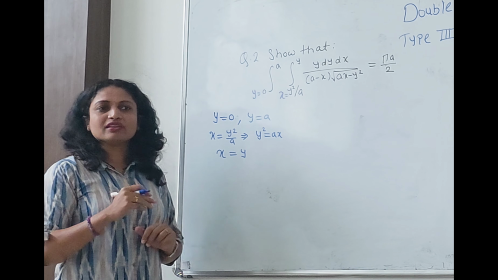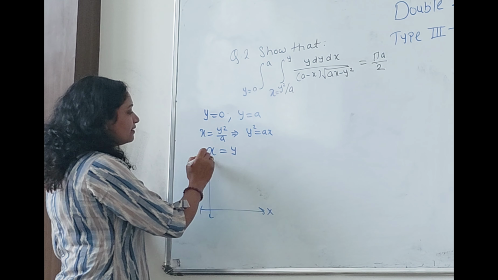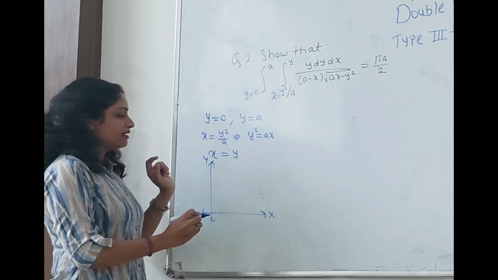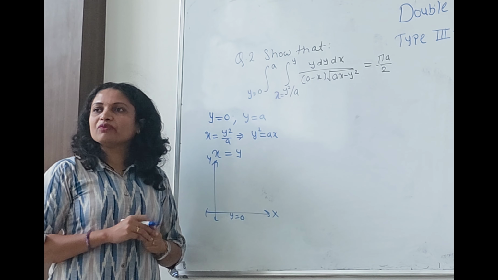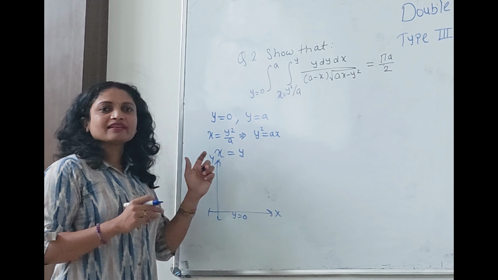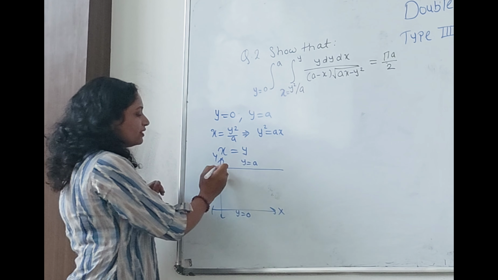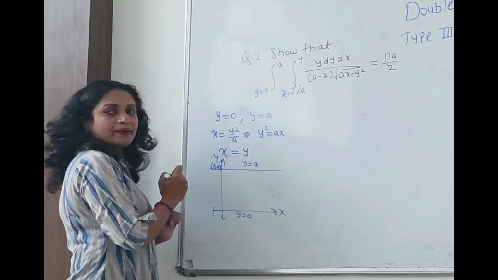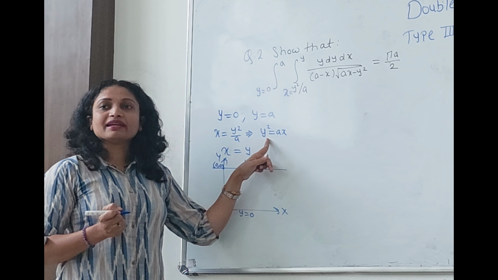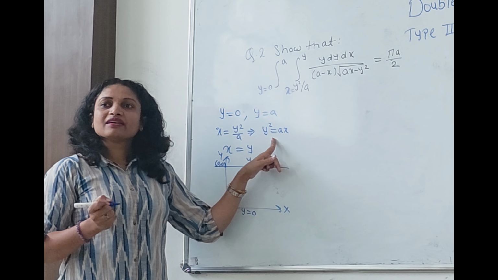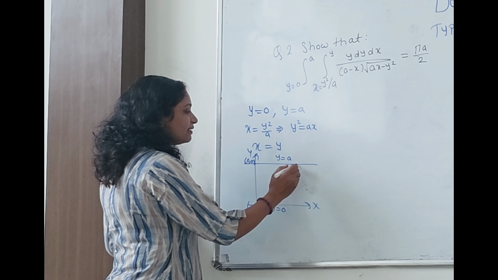Using those, let's draw the region. This is the x-axis, this is the y-axis. y equals 0 means your x-axis. y equals a line will be what? Parallel to x-axis or y-axis? X-axis. Somewhere here, y equals a, because this point will be (0, a). What about this parabola? Will it be symmetric about x-axis or y-axis? X-axis. x is having odd power, so it will be symmetric about x-axis, somewhat like this.